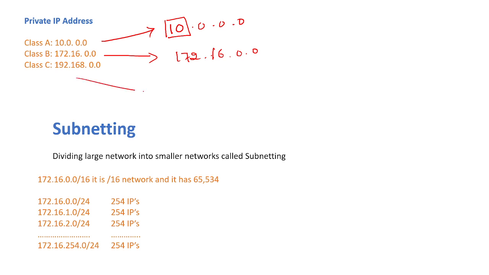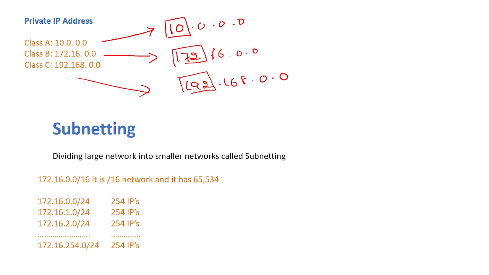Okay, and in class C it is 192.168.0.0. So basically the first octet is this one. If an IP address starts with 10, 172 or 192, that is called a private IP address. Everything else is a public IP. Any number that you write apart from these three numbers is a public IP address, guys.